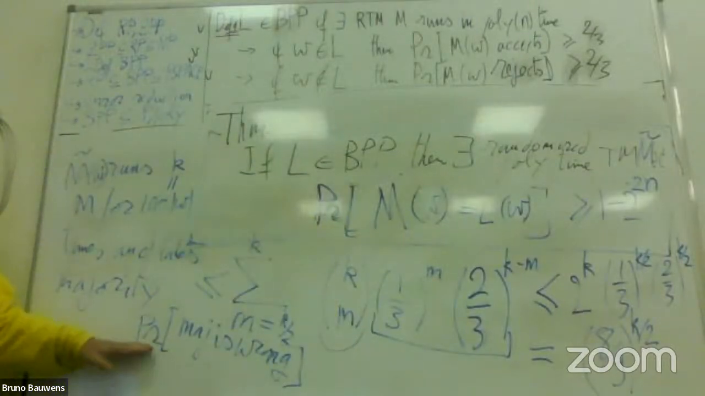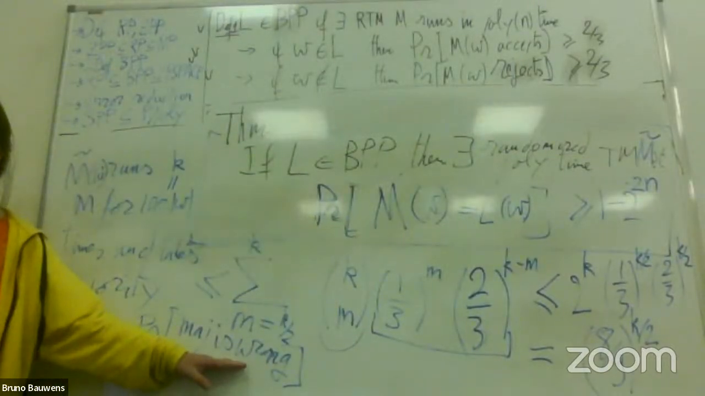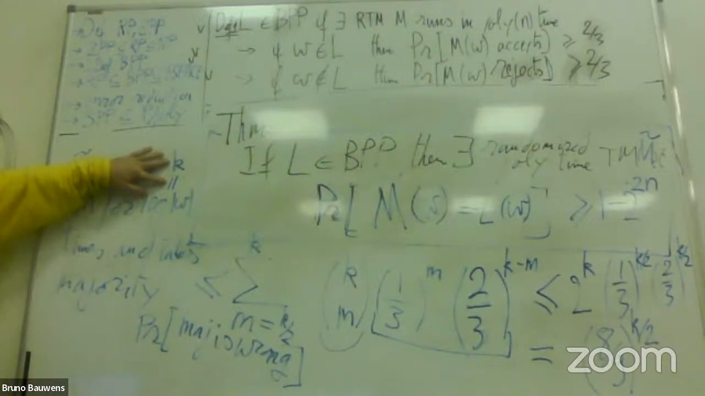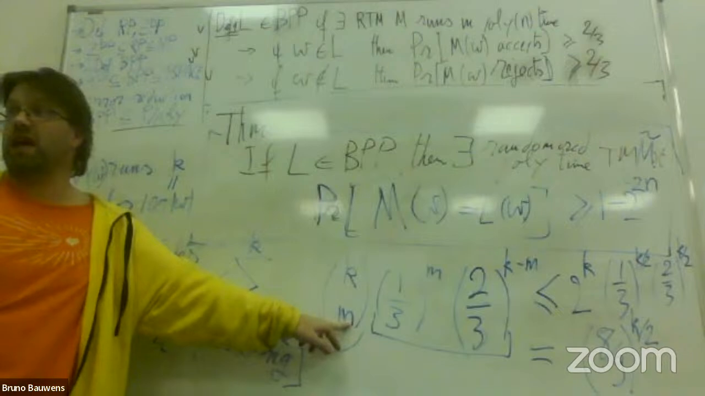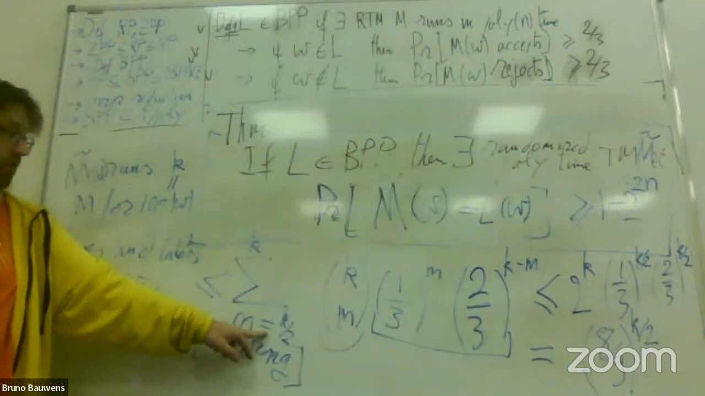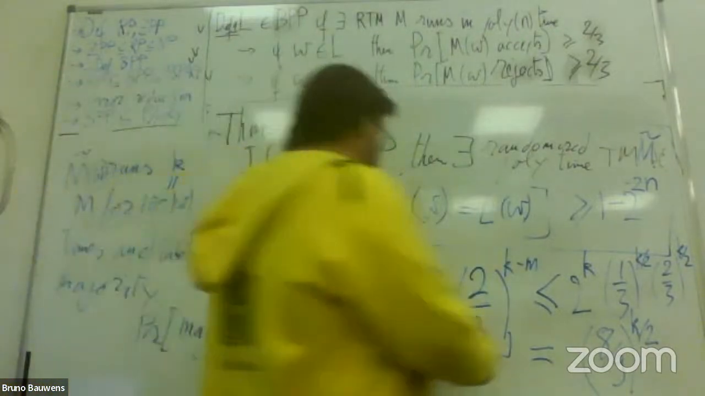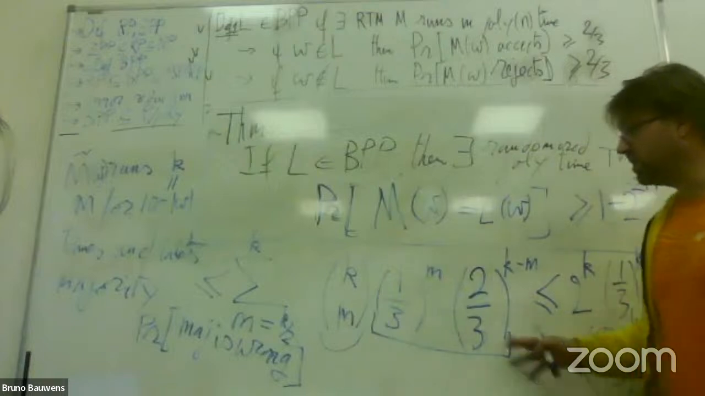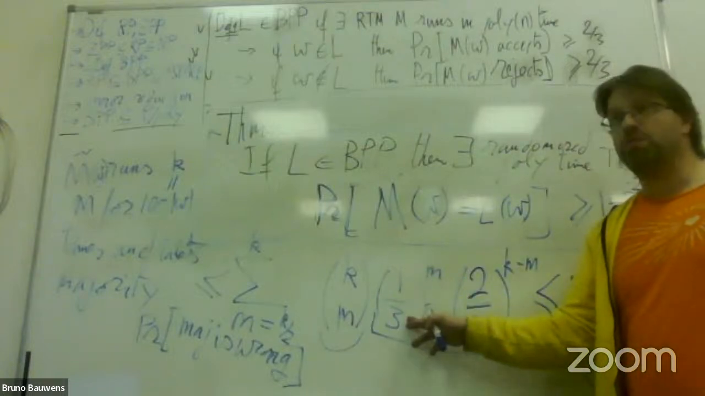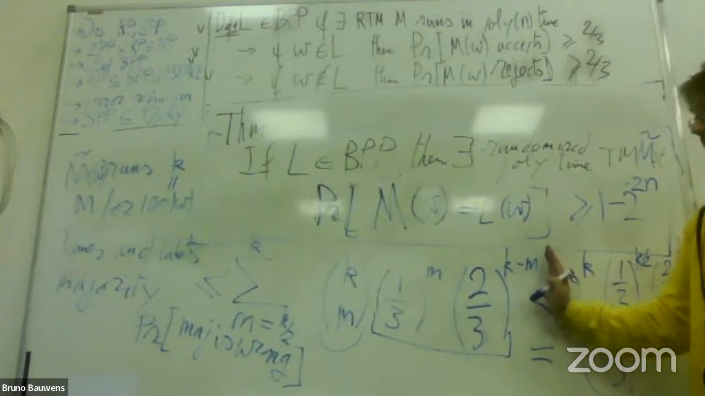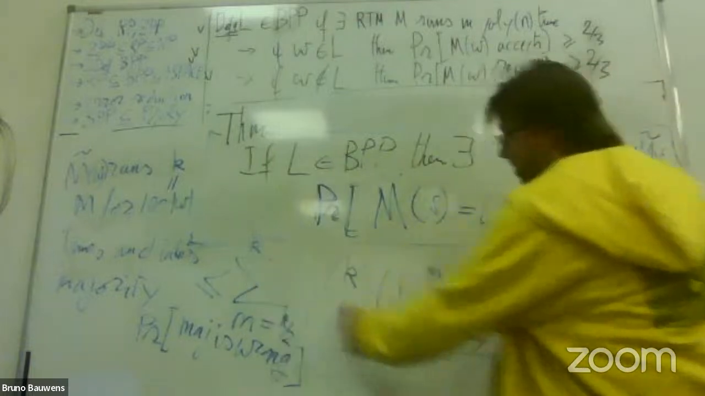So we want to prove the probability that the majority is wrong. And so we run it here K times. So we need to bound the probability that we have M mistakes, M going from K over 2 to K. So here we have a sum where we bound this probability, because making a mistake is 1/3 probability. So up to here, it's clear. Now we need to bound this sum.